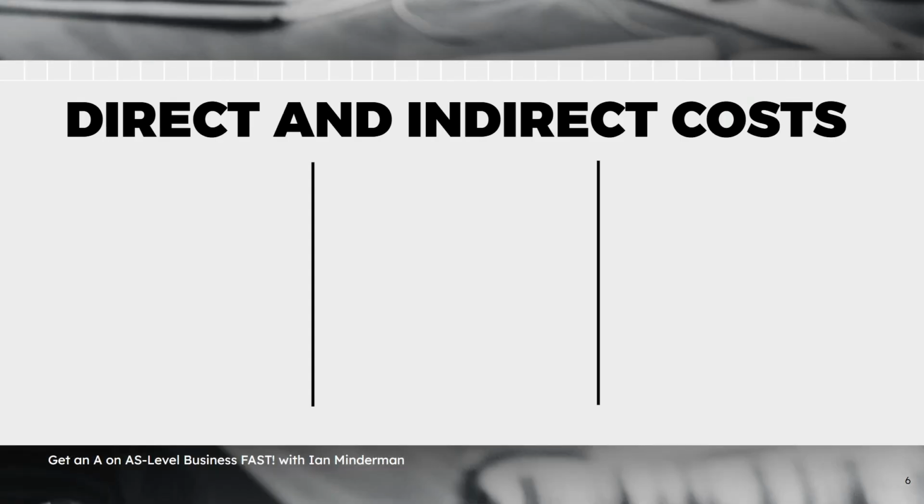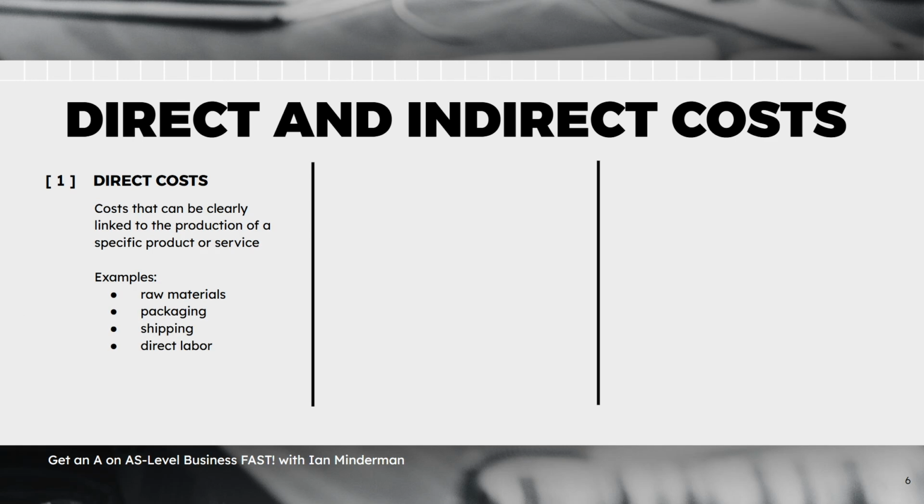Now, let's move on to direct and indirect costs. So what are these? Let's start with the direct costs. These are costs that can be clearly linked to the production of a specific product or service. For example, the raw materials needed to build the desks that we were talking about, the packaging, the shipping, the direct labor cost, paying people to make the desks. These are directly related to your business's activity.